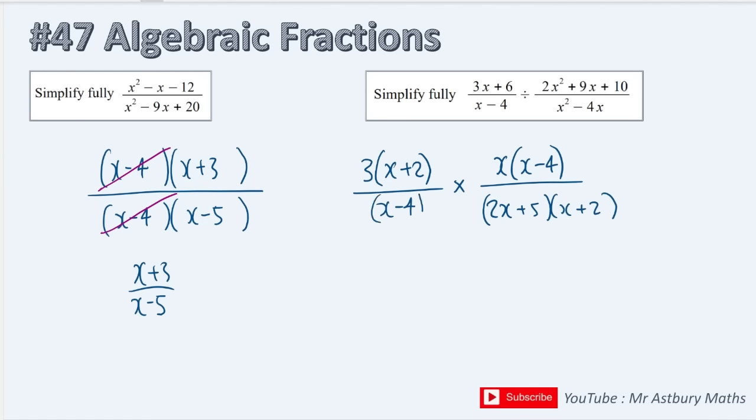So what can I cancel? I've got an x minus 4 there, and that can go with the one on the bottom there. And I've got an x plus 2, and that can go with the one on the bottom over there. As long as you've got one on the bottom, one on the top, you can cancel. So the top line now becomes 3x, and the bottom becomes 2x plus 5.